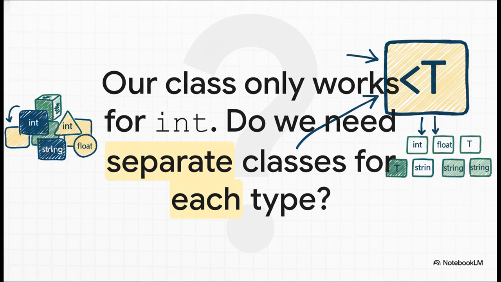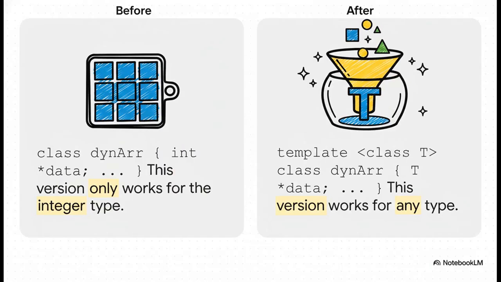There's one last catch. Our new awesome DynArray class only knows how to handle integers. So what happens when we need a dynamic array of doubles or characters? Are we seriously supposed to copy and paste this entire class for every single data type we might need? No way! And this brings us to the final and most elegant solution, a C++ feature called templates.